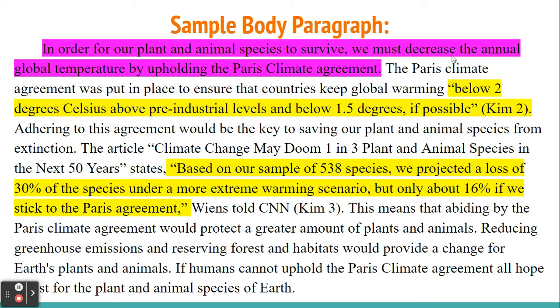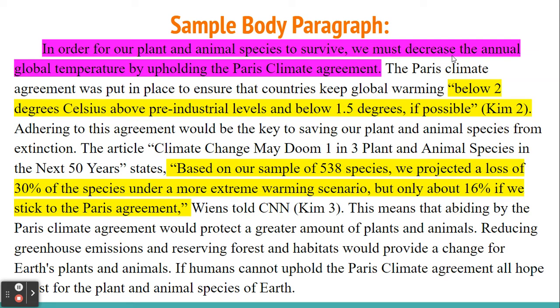So here is one of her body paragraphs. It's the one about how we as human beings can solve this problem. I'm not going to read the whole thing to you. I'll just draw your attention to the first sentence. So she says, "In order for our plant and animal species to survive, we must decrease the annual global temperature by upholding the Paris Climate Agreement." So that is her topic sentence. It clearly states what she intends to talk about in this paragraph.